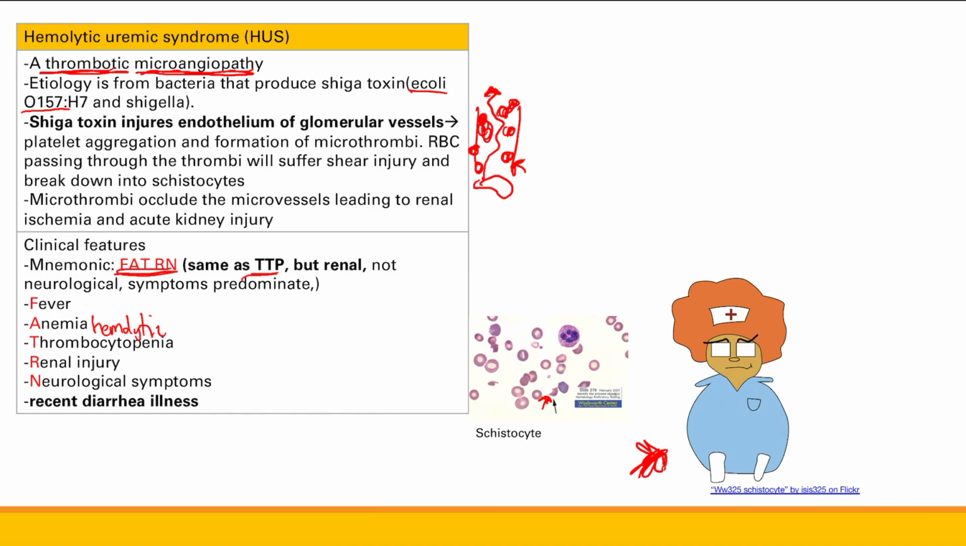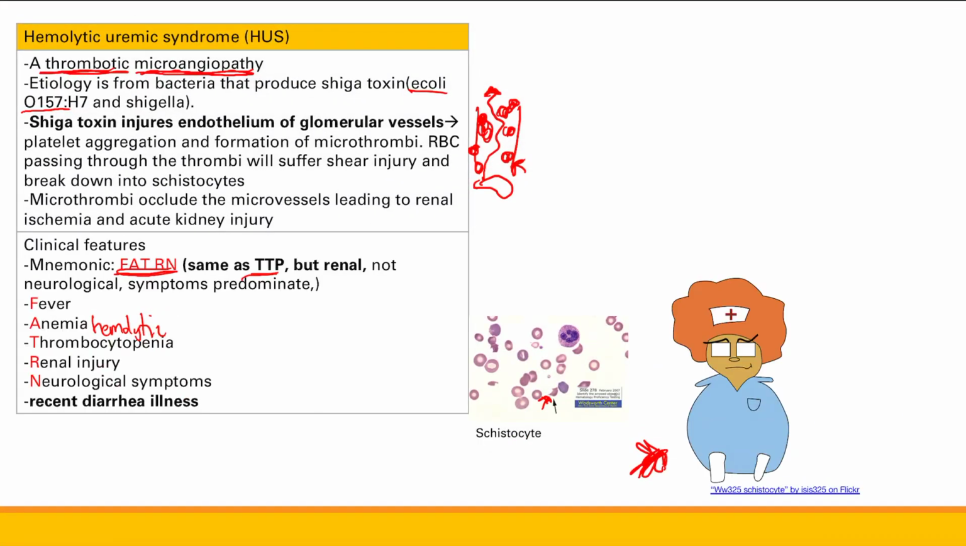Thrombocytopenia. Why would you have thrombocytopenia? Because we activate our platelets, and then they're going to form microthrombi, and so you get platelet consumption, leading to thrombocytopenia, low platelets. Renal injury, we just talked about that. You occlude the renal microvessels, you get renal injury. And then here we kind of ignore this one. This is not as relevant for hemolytic uremic syndrome. And the other thing you want to know is there's a recent diarrheal illness.